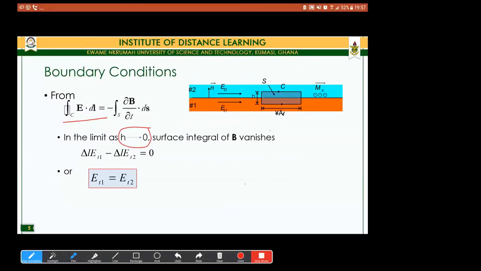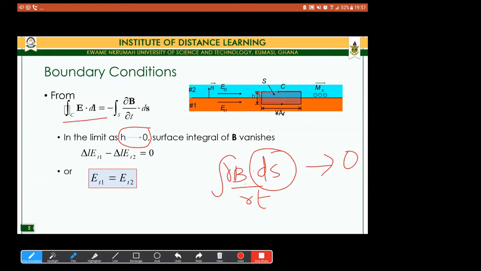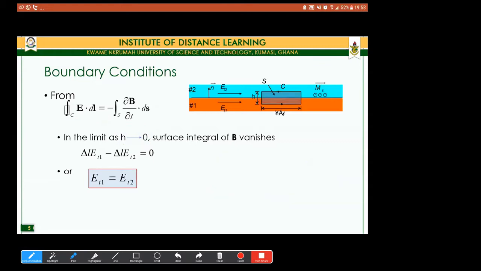Okay, so if this height here is 0, it means that it's almost becoming what? A line. Almost as though this one is merging with this one. So that's almost becoming a line. In that case, the surface integral of B, which is the integral of ∂B/∂t ds, because we don't have a surface, we just have a line, will vanish. It will approach 0.